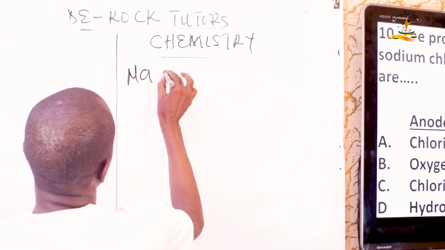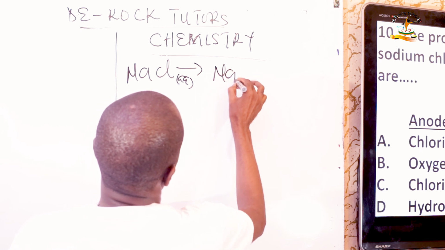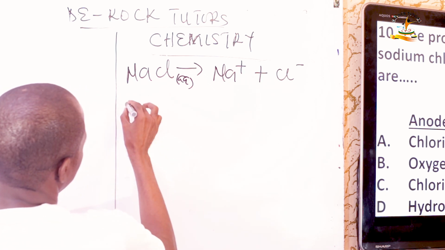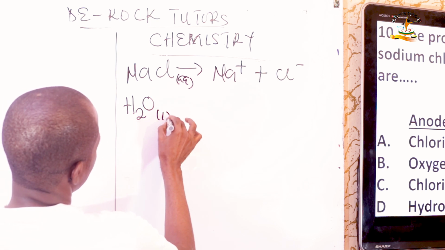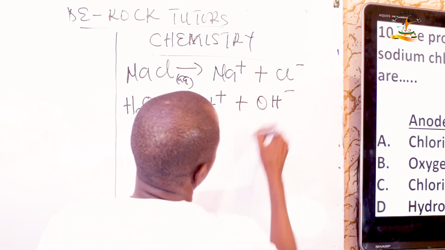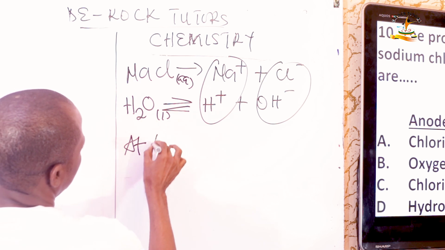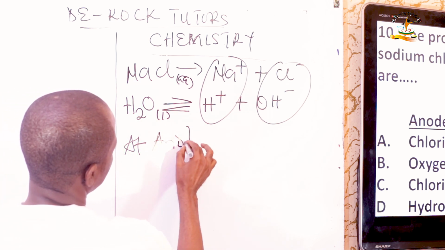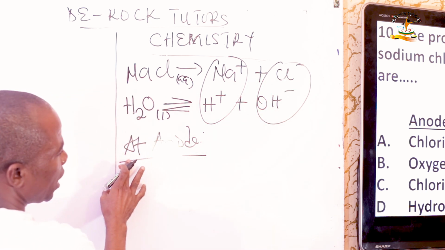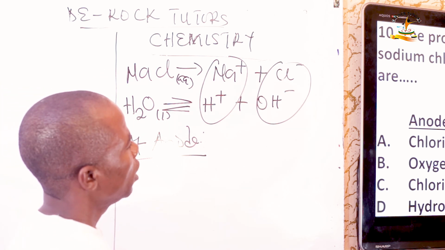Sodium chloride is going to break down to produce Na plus and Cl minus. And since sodium chloride will be dissolved in water, water undergoes partial ionization to produce hydrogen ion and hydroxide ion. Now we have two cations and two anions. Maybe let's start with the anode. At the anode, the anions, Cl minus, that's chloride ion, and hydroxide ion, both of them will migrate to the anode. But only one of them will be preferentially discharged. And how do we know which one will be preferentially discharged?